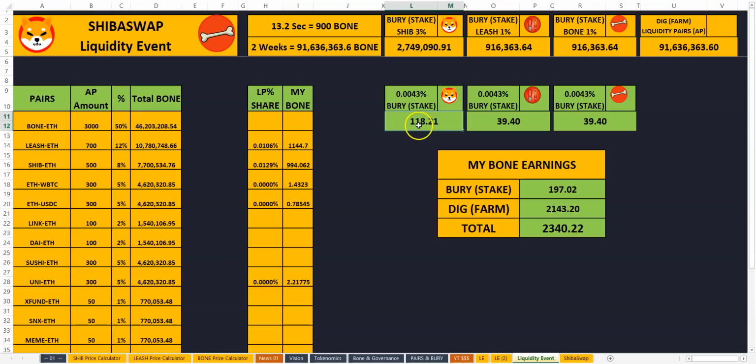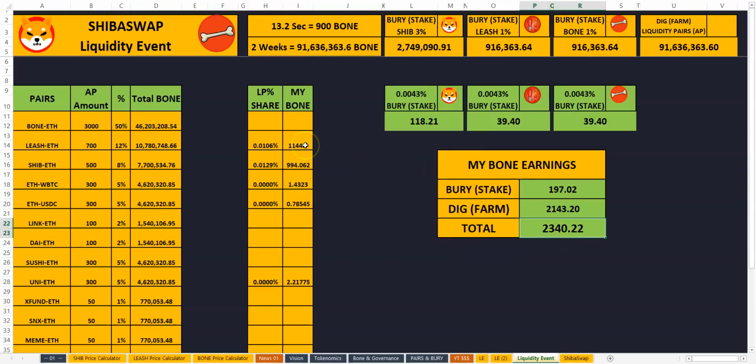All I've done is, I think I've told myself that maybe I'm going to get 0.0043% of the stake according to how much SHIB I'm going to stake. And over the 2 weeks, that's going to give me about $118. And this part is hypothetical. I sort of guessed that amount. So the total BONE which I'll be able to get over the 2 weeks is that much, totaling 2,340. So that's how much I expect to get.